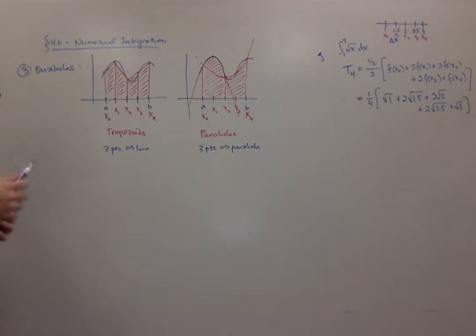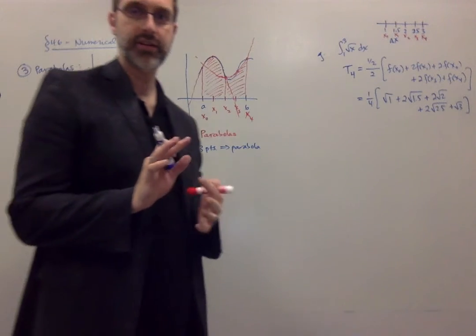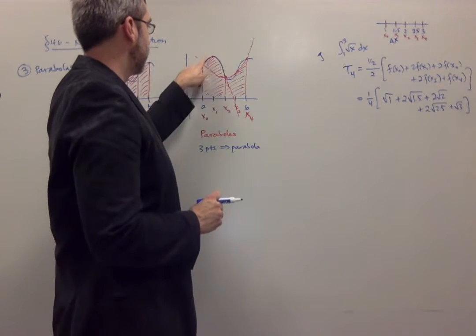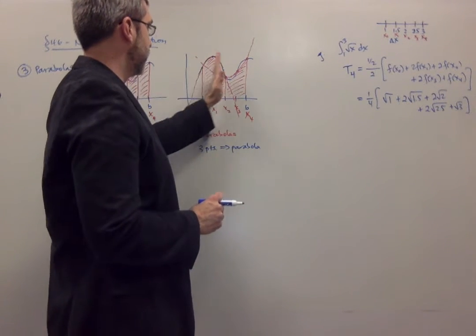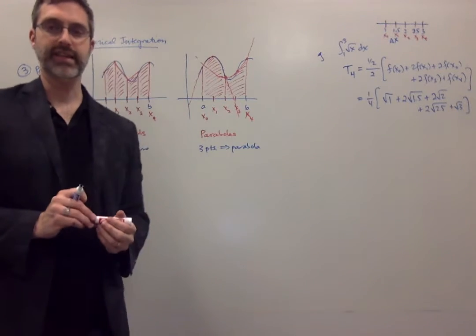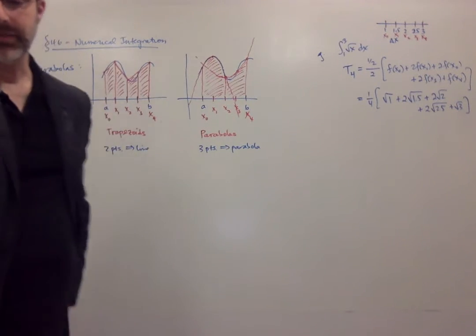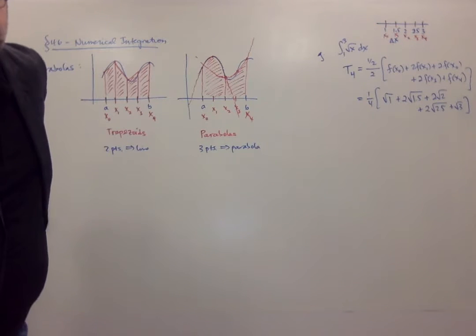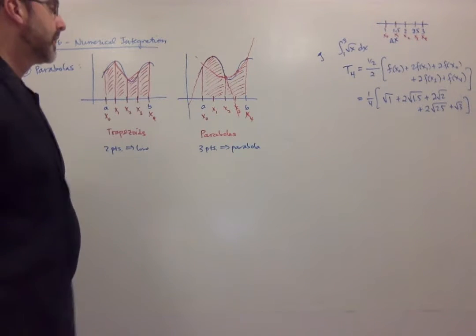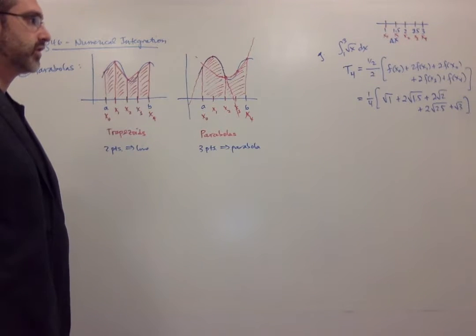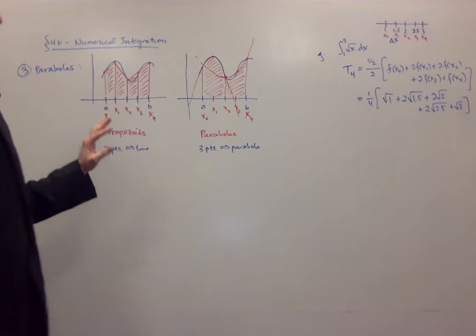Now, the scary part here when I start talking about take these 3 points and find a parabola that goes through them and then find the area underneath it, you might go, oh, that sounds terrible. It's actually not terrible. Maybe deriving the equations is not that fun. But it turns out that the formula, just like the formula for trapezoids, is pretty nice.